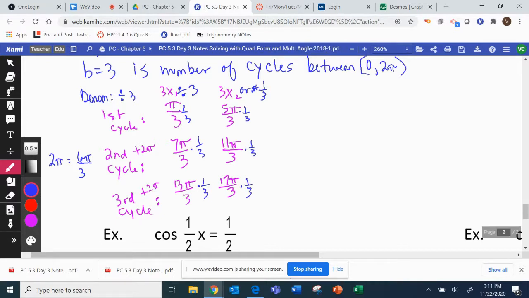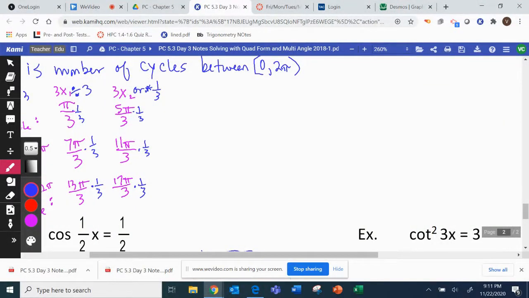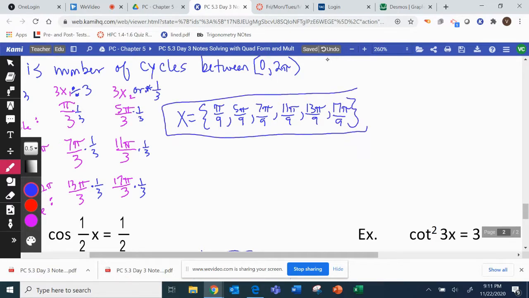And I will have the correct answers, and I'm going to go ahead and write those in order as I'm writing them. They should already be in order. I'm just going to multiply each one of them as I'm writing it. So pi over 9, 5 pi over 9, 7 pi over 9, 11 pi over 9, 13 pi over 9, and 17 pi over 9. So that should be my correct answers.